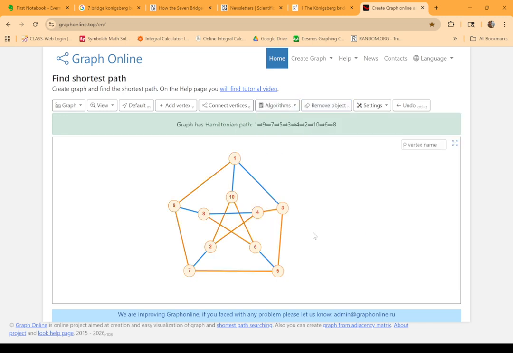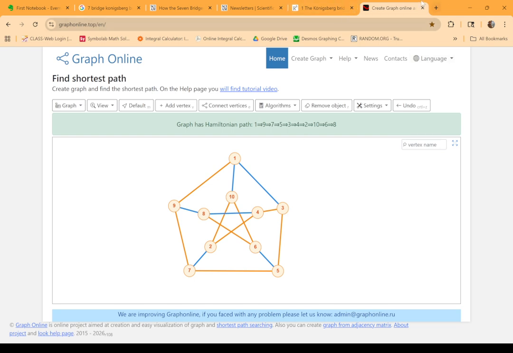So it has a Hamilton path. We see here that every single vertex is traveled exactly once through this highlighted path. Notice that it says nothing about traversing all the edges. The path, the cycle, is strictly for hitting every single vertex.